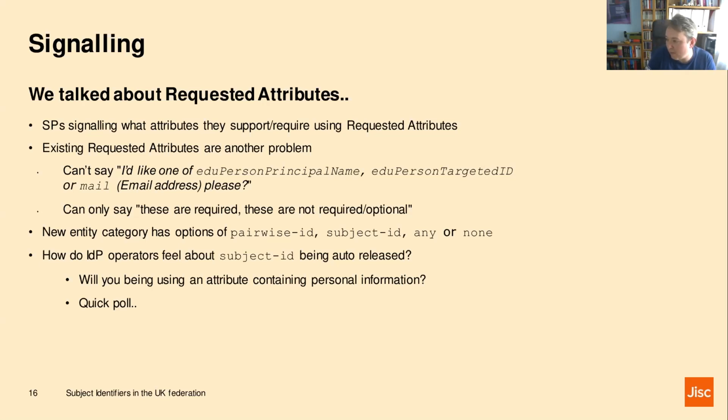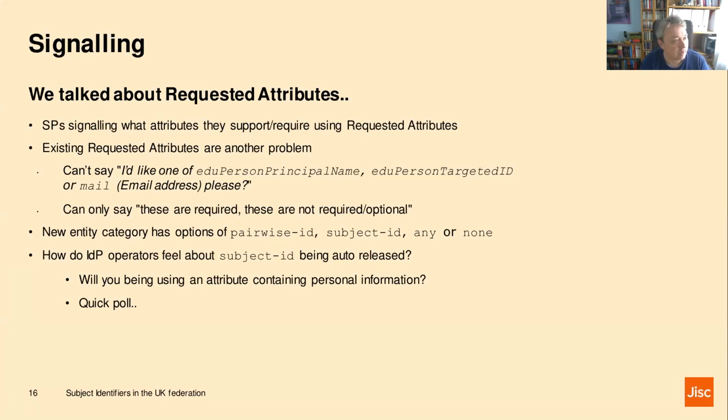Now, I can't see any problem with pairwise ID, any or none. Subject ID, though, how do IDP operators feel about subject ID being auto-released? I think that might be more problematic if that has personal information in there. And I can see that 50% said that they would choose user's first name or surname in that subject ID. The other thing to note is that even if the output isn't personal information, doesn't have personally identifiable information in it, it could and would usually be personal information still. Will you be using an attribute containing personal information? Well, as we've said, there's clearly a sign there.